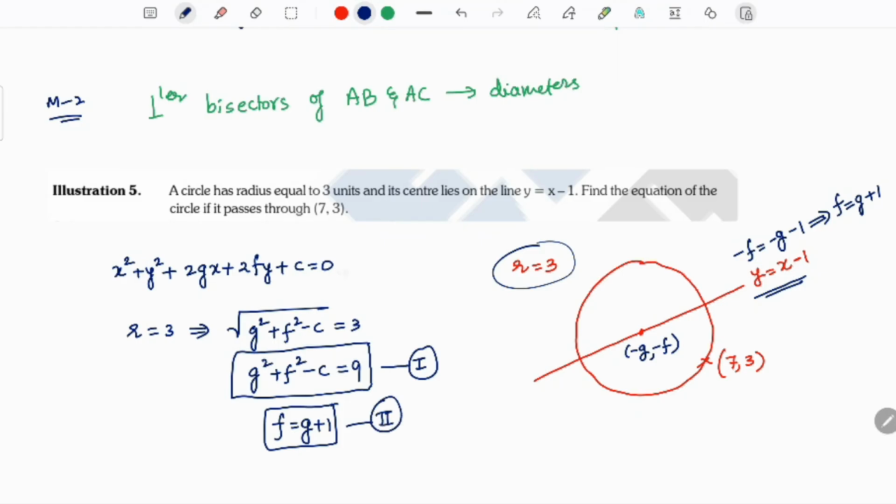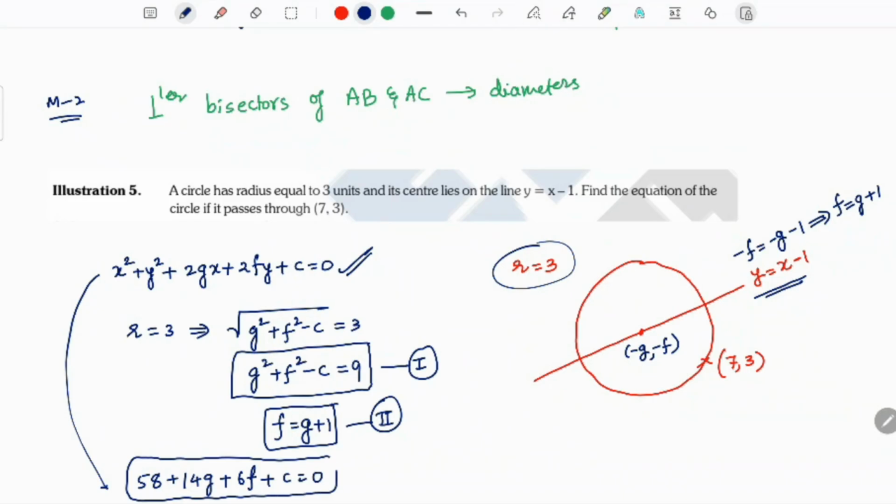Third information: (7, 3) is a point on the circle. The circle passes through (7, 3). Substitute (7, 3) in the circle equation: 7 square is 49 plus 3 square is 9, 49 plus 9 is 58, plus 14g, 2 into g into 7, plus 6f, 2 into f into 3, plus c is equal to 0. All right, so 3 equations. Again, what should be done? Solve the 3 equations, we'll get the answer.